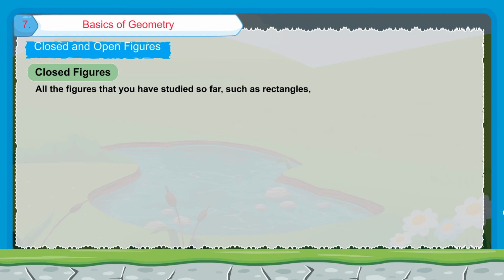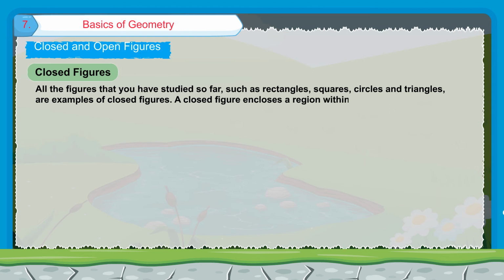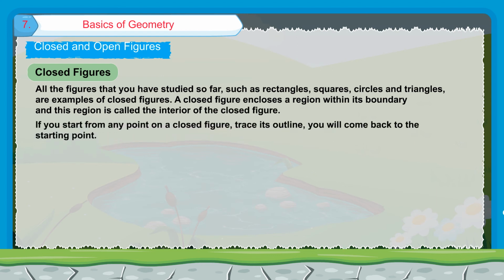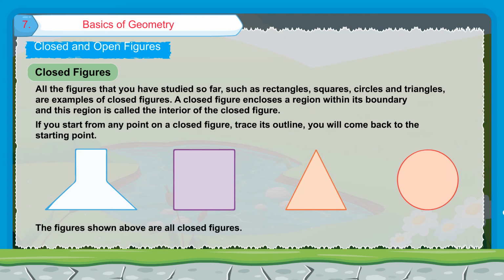Closed and open figures. Closed figures. All the figures that you have studied so far, such as rectangles, squares, circles, and triangles, are examples of closed figures. A closed figure encloses a region within its boundary, and this region is called the interior of the closed figure. If you start from any point on a closed figure and trace its outline, you will come back to the starting point. The figures shown above are all closed figures.